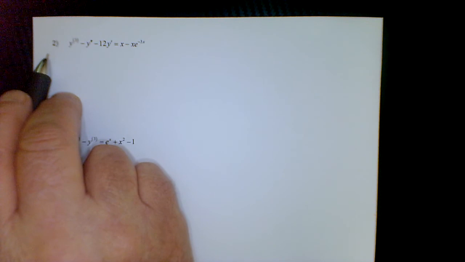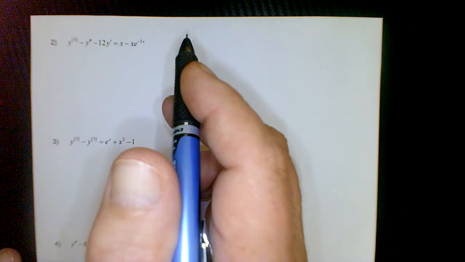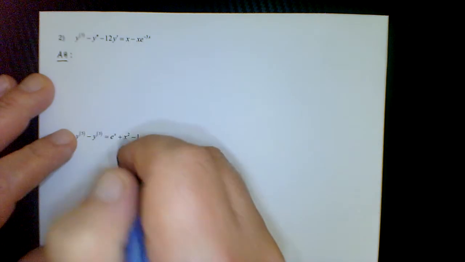Okay, first thing, the associated homogeneous, and I'm going to do it underneath this time. So my associated homogeneous for this one, okay, that's the third derivative of y minus y double prime minus 12y prime is 0.